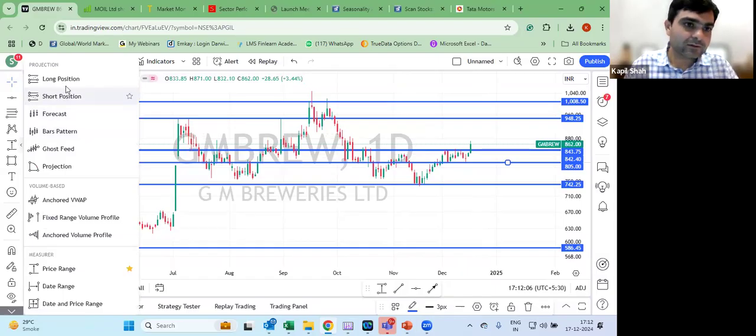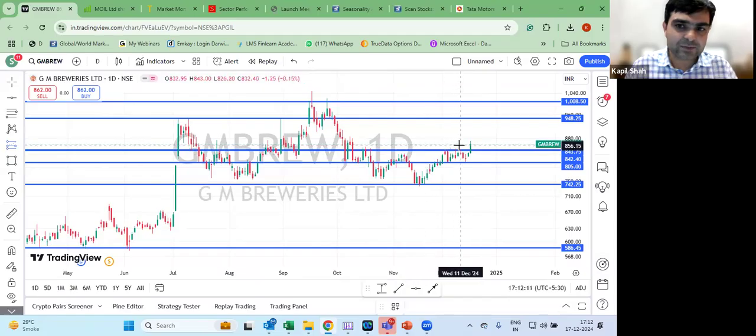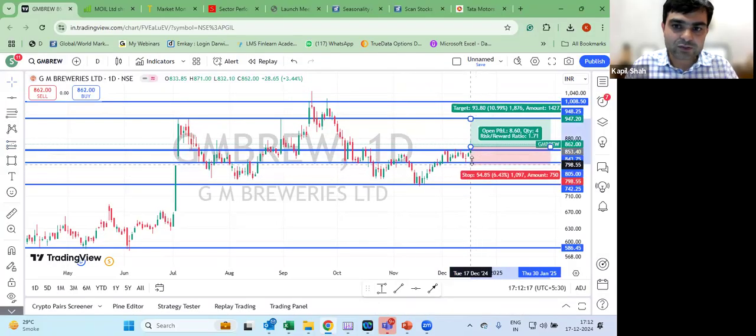That goes like, let's say, a long position. So let's say I'm taking the middle point as my entry point, considering buying at the lower side. So let's say this is my entry point. This is my stop loss. So you have a 5 to 6% risk in this particular stock.